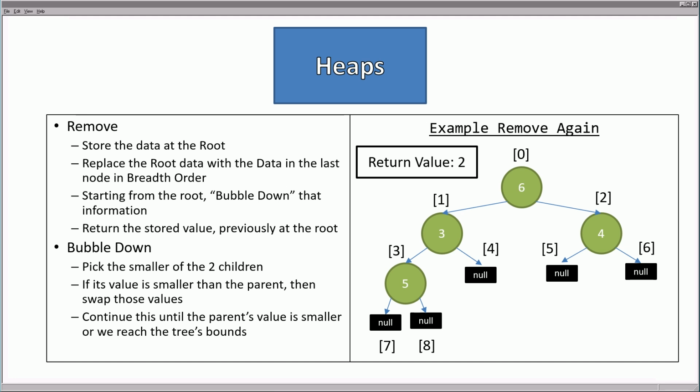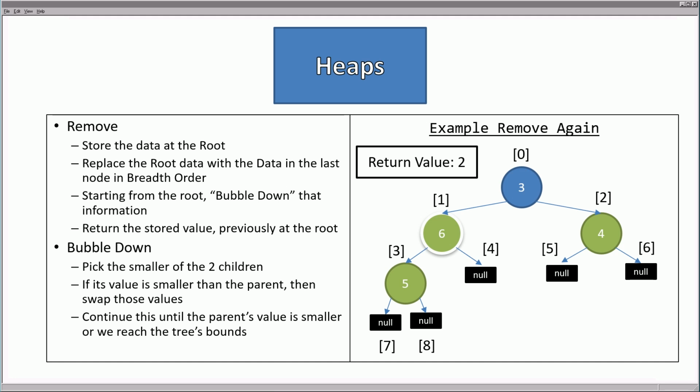Now we start bubbling down. We look at the children left and right starting from the root. Which one is the smaller child? Well, 3 is smaller than 4, so we look at that one. Now, is 6 greater than 3? Yes, so we swap.